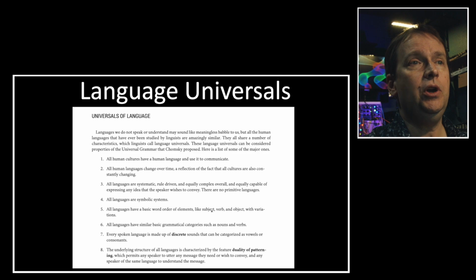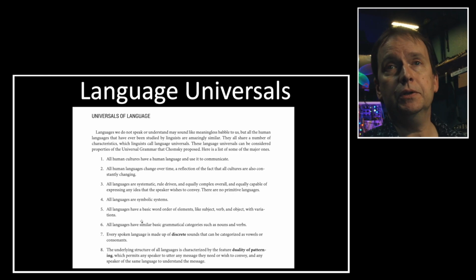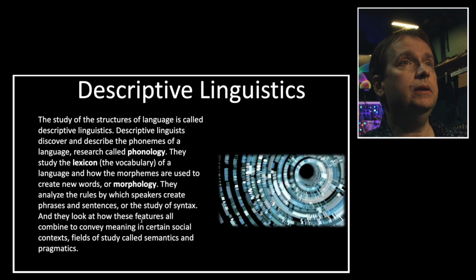And then some of this we talked about: duality of patterning, discrete sounds, grammatical levels, and so forth. But it's important just to review what these universals of language are, so check that out in the reading.